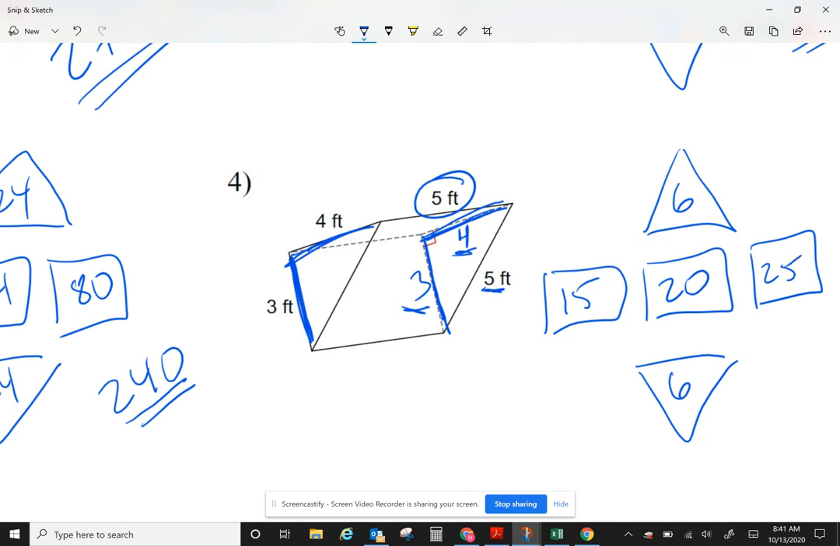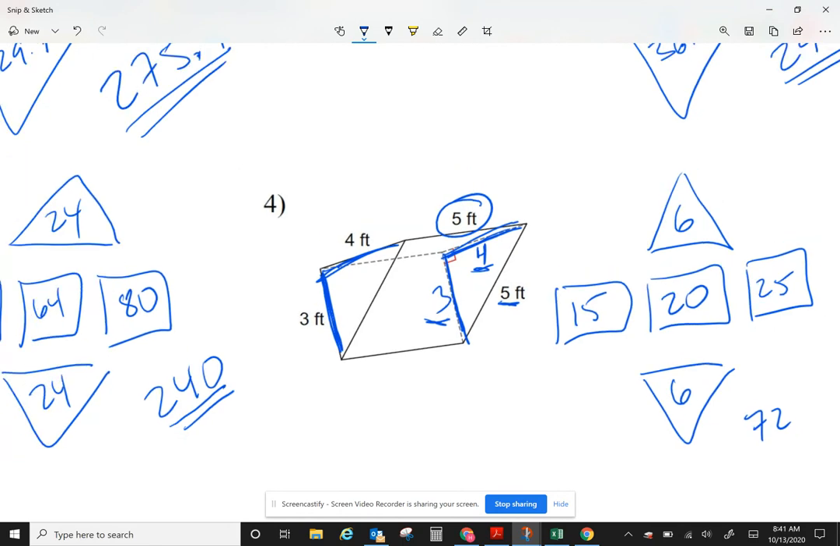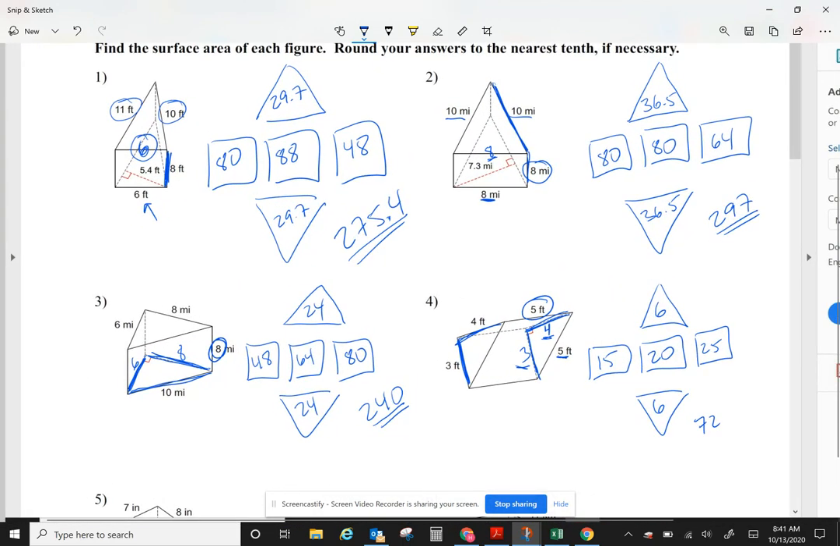Now that I have all the walls, let me add them all up. I'm going to go 6 plus 6. I'm adding the 2 bases first, plus 15, plus 20, plus 25. And that gives me 72. So all we do for prisms, we look at the 2 bases, and then depending on the amount of sides the base has, is how many walls we have around.